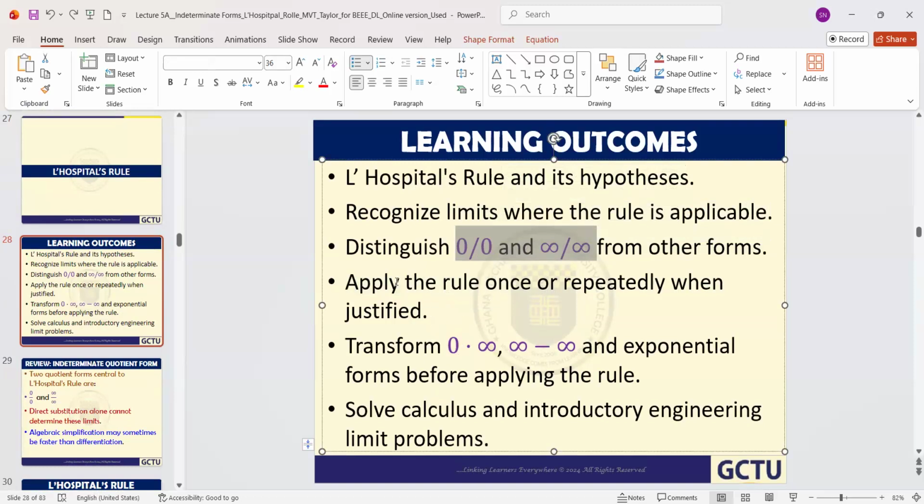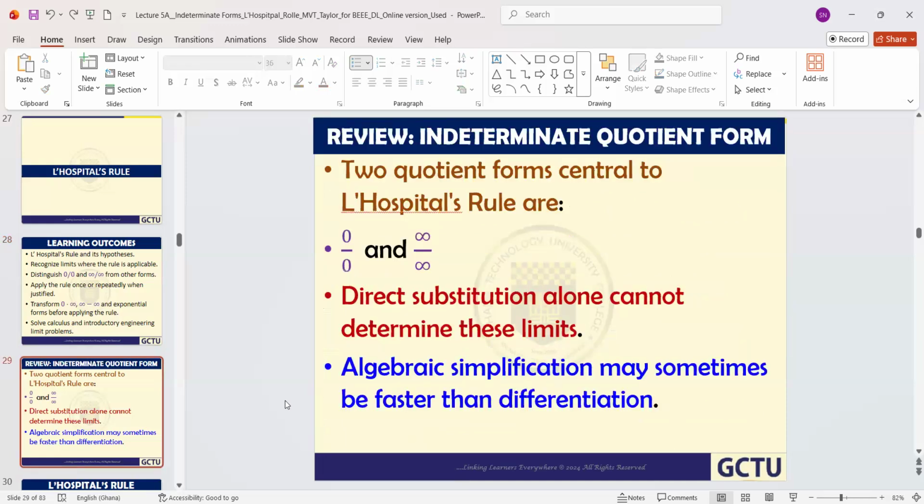And with L'Hopital's rule, one thing you can do is apply the rule repeatedly. If it's differentiation, you can differentiate the first time, the second time, sometimes even the third time, to see whether your answers are justified. And if you have questions that give you limits as 0 times infinity and infinity minus infinity, then like we did for indeterminate, we may use exponential form to solve our problem. And some of these things have engineering applications.